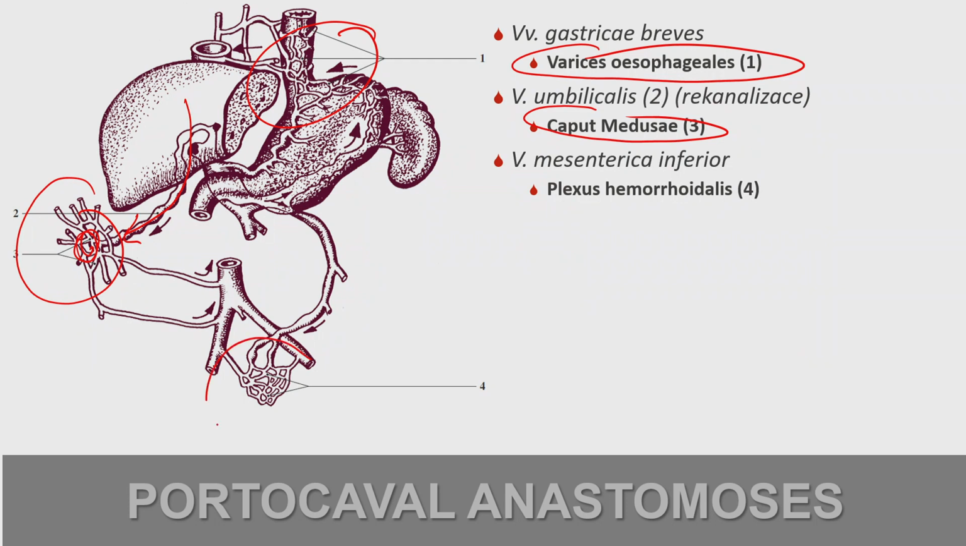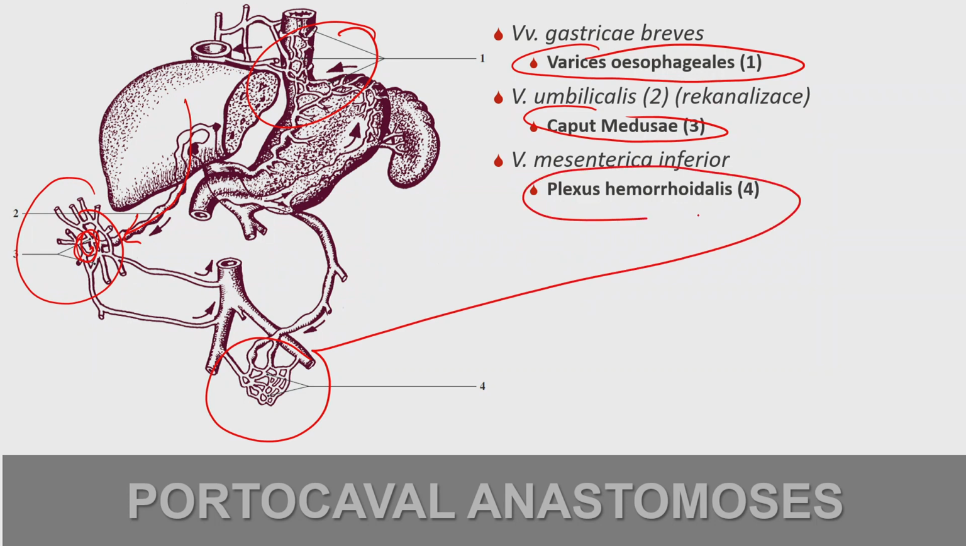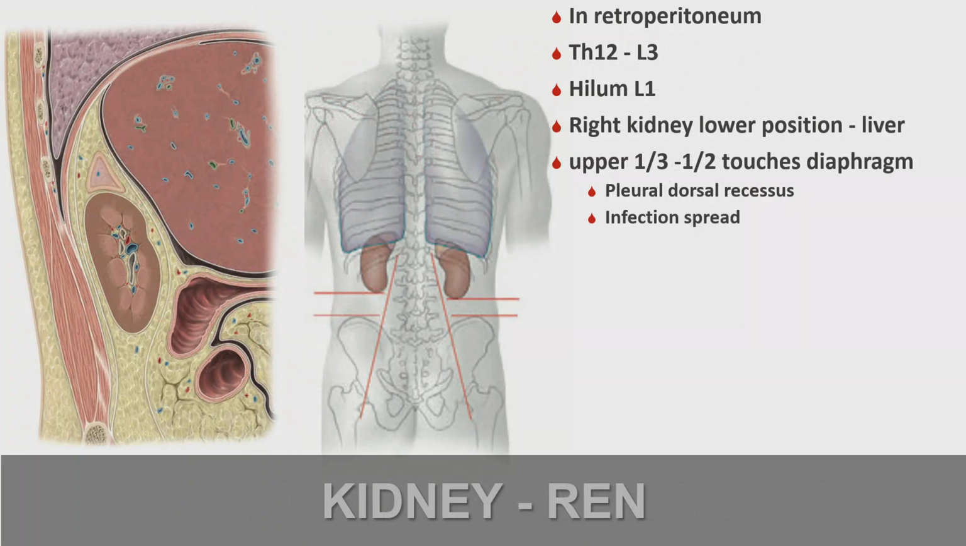And the last part is the hemorrhoidal plexus. Probably you have heard about the rectum. In the rectum there are plexuses which could be enlarged, and there is again a communication between the caval system, so inferior vena cava, and the portal vein, so portocaval anastomosis, important. So now we turn to the second part.